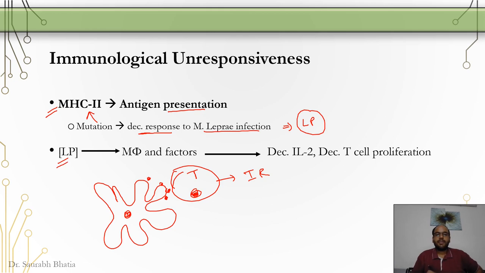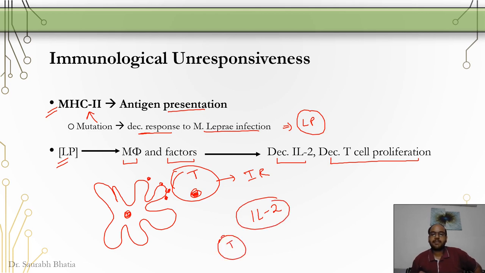So in lepromatous pole of leprosy, because of macrophage and other factors, you can have decreased interleukin 2 and decreased T cell proliferation. Now what is interleukin 2? Interleukin 2 is a cytokine which is secreted by T cells, activated T cells, and interleukin 2 further increases the production of activated T cells. So it's a positive loop mechanism. Okay, so T cell will form IL-2, IL-2 will form more T cells. This IL-2 is suppressed by M. leprae and macrophage specific factors in lepromatous pole of leprosy. So there is decreased T cell proliferation.